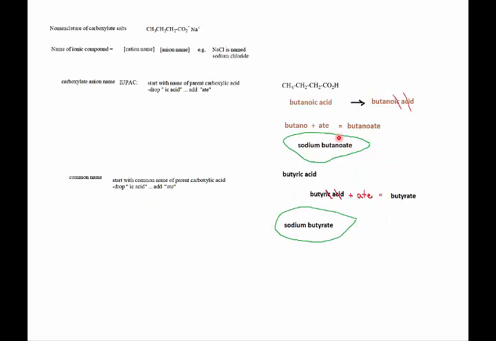Now, sorry about the smaller printing here. I want to look at compounds that are actually ionic compounds, where one of the anions is the conjugate base of a carboxylic acid. They're called carboxylate salts. Here's an example of a 4-carbon carboxylate salt. I want to go into how those are named.